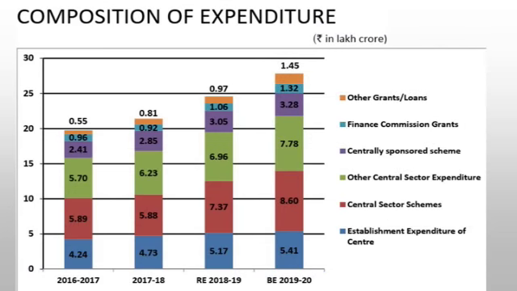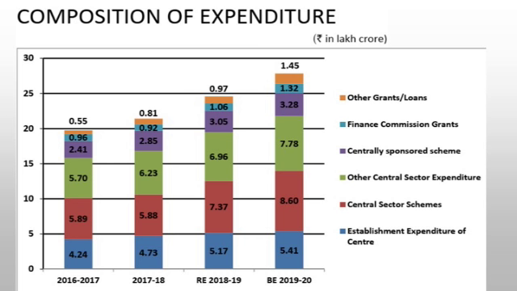So, yeah, this is the composition of expenditure, friends. If you see the graph, the biggest component of expenditure for 18-19 is the central sector schemes, almost 8.6 lakh crores. Then 7.78 lakh crores is the other central sector expenditure. Then 5.41 lakh crores is the establishment expenditure. Then 3.28 lakh crores is the centrally sponsored schemes. 1.32 lakh crores is the finance commission grants, and 1.45 lakh crores is other grants.